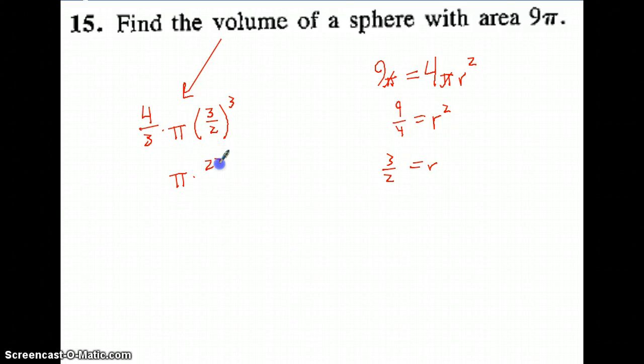3 cubed is 27. 2 cubed is 8. Times 4 and times 3. Some of this cancels. That'll be 9 if I cancel that and that. This makes a 2 on the bottom. Hey, that's not bad. 9/2 pi.